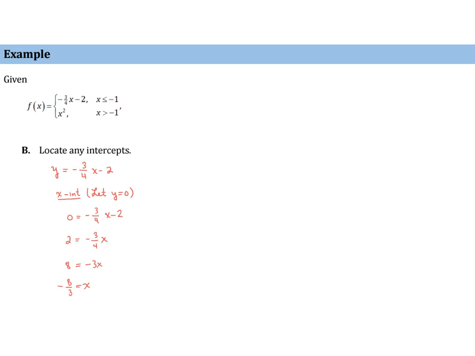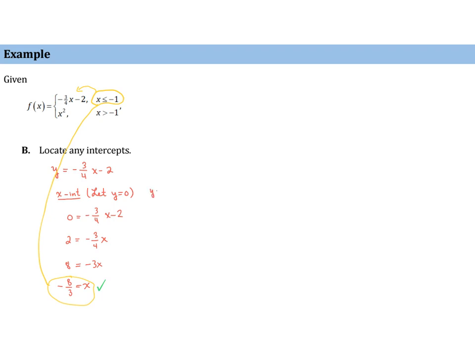Notice this is an x value. That is negative 2 2/3, and negative 2 2/3 lies in this condition. Since this satisfies this, it does relate to the piece that we just used. So we do have an x-intercept there.